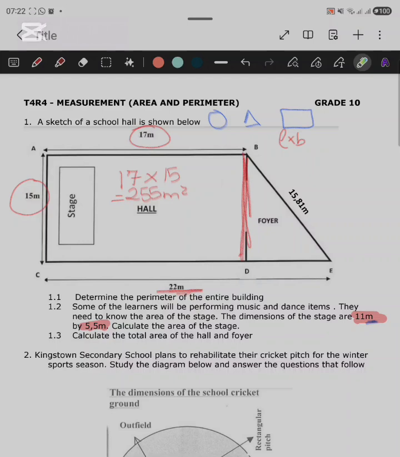Then I'm going to look at the triangle, and the triangle here, if I look at the triangle, it's over there, and the question now is, which measurements do I use for that? So triangles, we know to find our half base times perpendicular height. That's always the measurements we're going to look at. And if I look at this triangle, I need to identify which side is going to be the base and which side is going to be the perpendicular height.